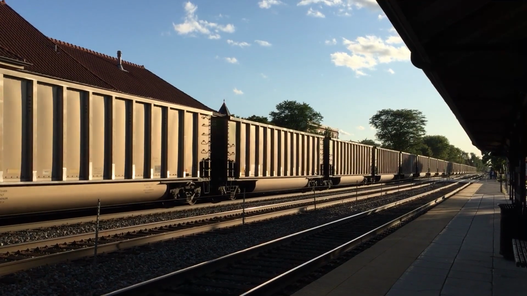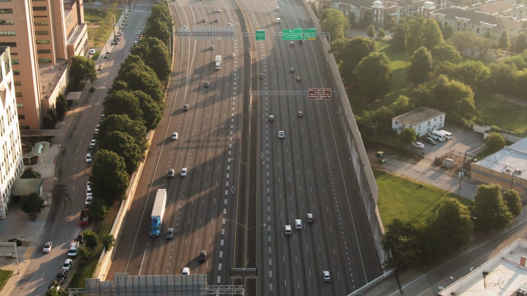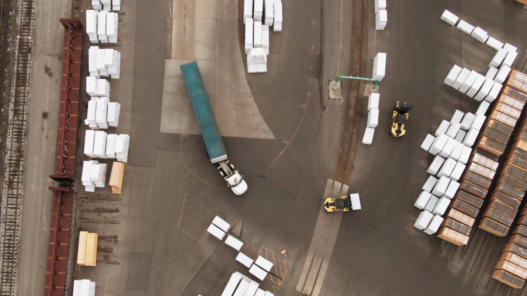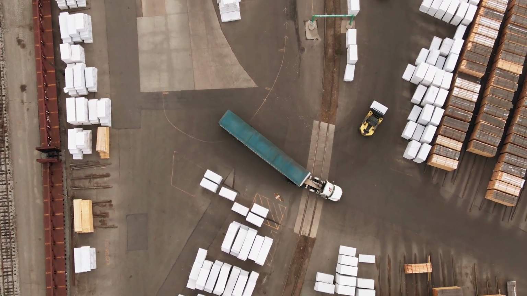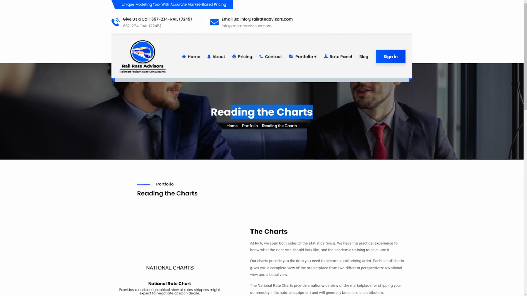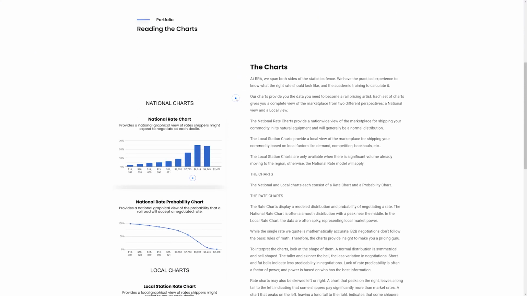We're here to help you understand your rail marketplace, whether it's a single OD or thousands of ODs. We can provide this information for most commodities. Next up is the Reading the Charts article. This discusses how to read the charts that result from a rate request.